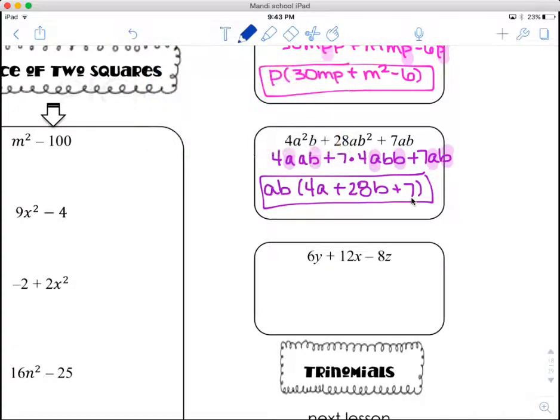On this last one, 6 is 2 times 3y. 12 is 3 times 4. And we'll go ahead and leave it as that for now. We may need to break that down farther, but we'll see. And 8 is 2 times 4, z. So do we have the same number in all three of these?